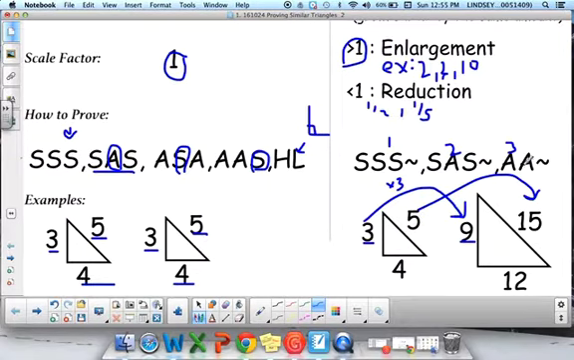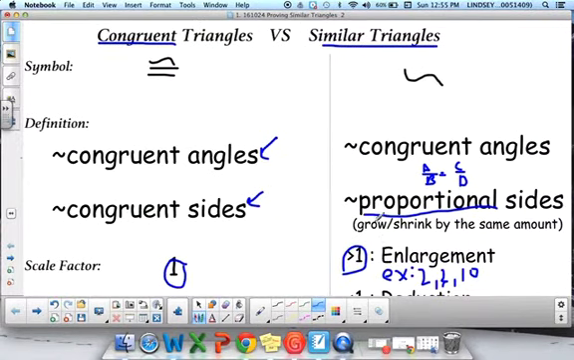Well, how do I get from 5 to 15? Well, again, I've got times 3. And then you notice 4 to 12 gives me the same thing, times 3. So this would actually prove side, side, side similarity because all the sides are proportional. They have the same scale factor. They grow by the same amount.